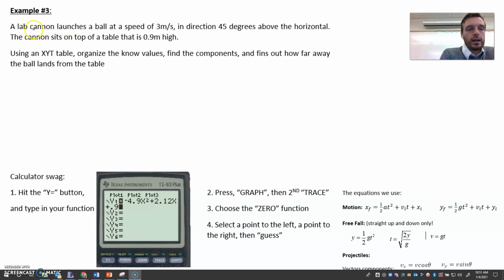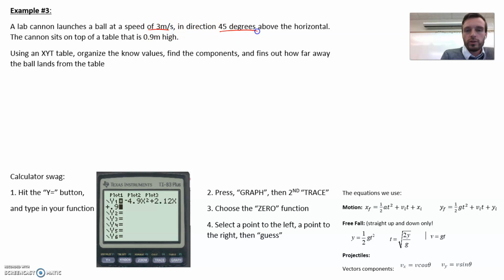All right, so a lab cannon launches a ball at a speed of 3 meters per second in a direction 45 degrees above the horizontal. So I'm going to draw this over here, because I always draw my physics problems. It helps me get some context to what's happening here, and helps me organize everything. So there we go. The cannon sits on top of a table that is 0.9 meters high.